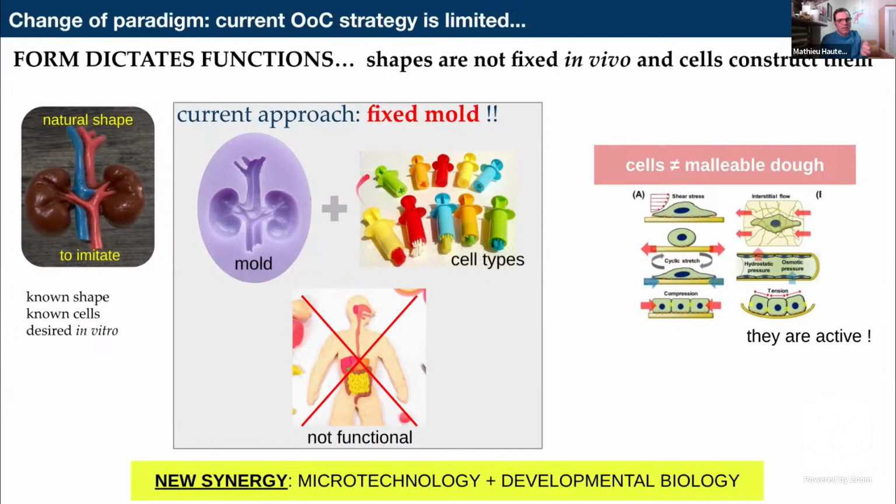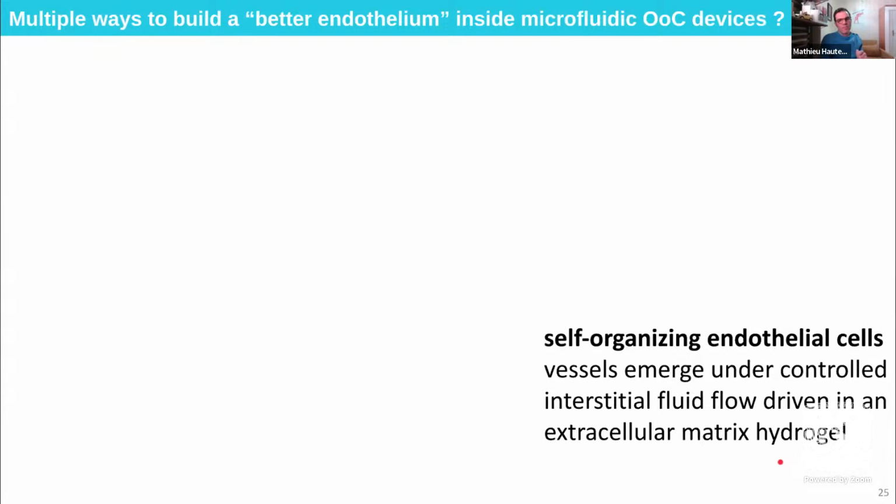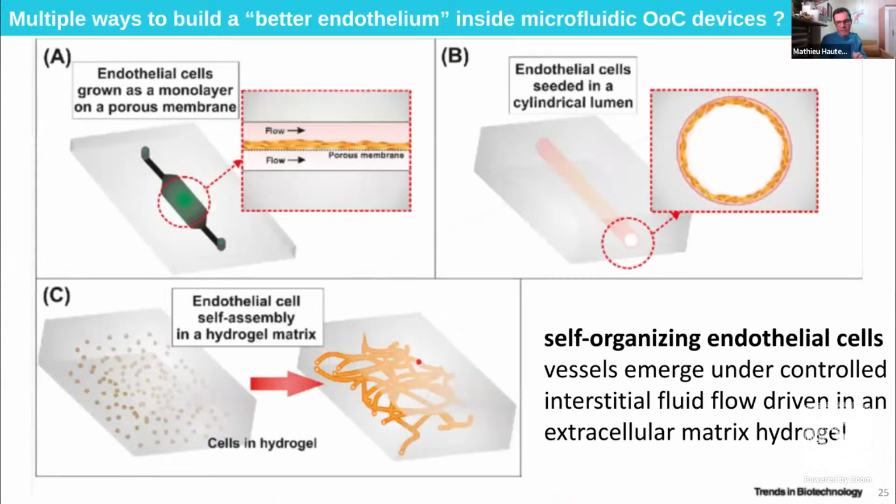And that's because cells are not like Play-Doh. We need to allow them to construct their own structures. Yes, form can dictate function, but you need the form to be shaped by the cells themselves. They're active, they know how to make those, and the vessels are a good example for that. So that's the third strategy that you can find in the literature, where you allow them to self-assemble, to self-structure, to self-organize. So you take the same gel that you have here, but you place the cells individually at the right density, meaning at the right distance.